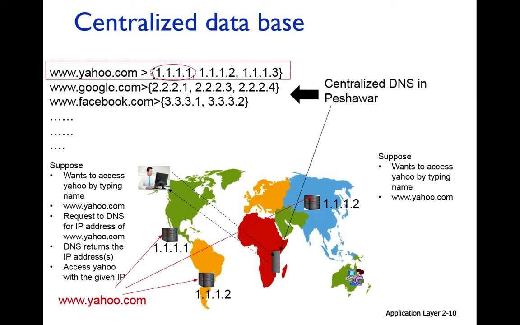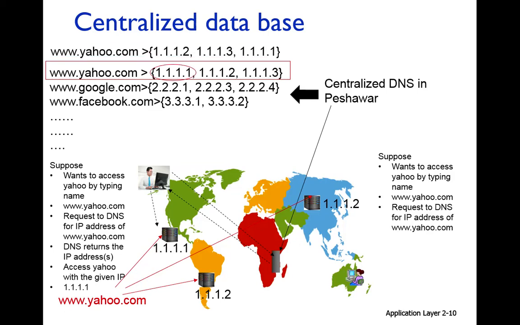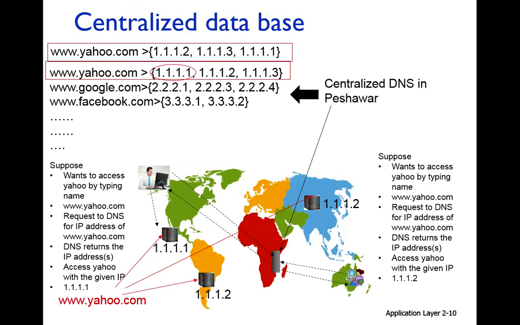Similarly, whenever it returns, it will work this way. So when this second user gets the IP address list, this list will be reshuffled again, and this IP address will go to the end, and now 1.1.3 will be on the top.